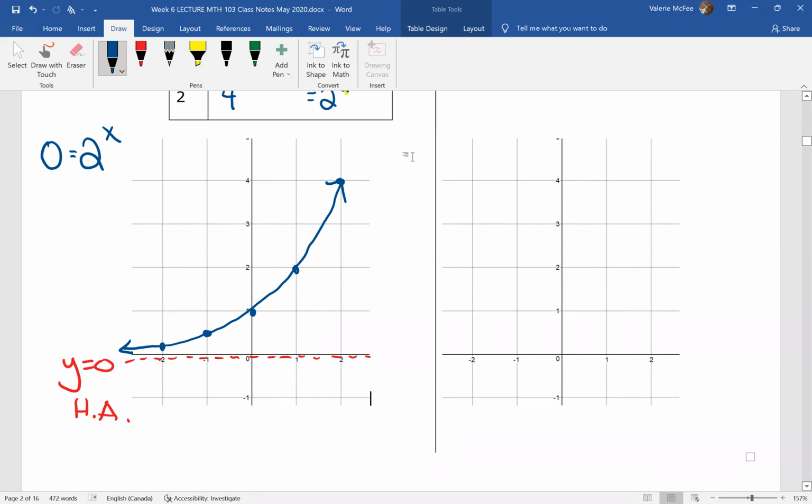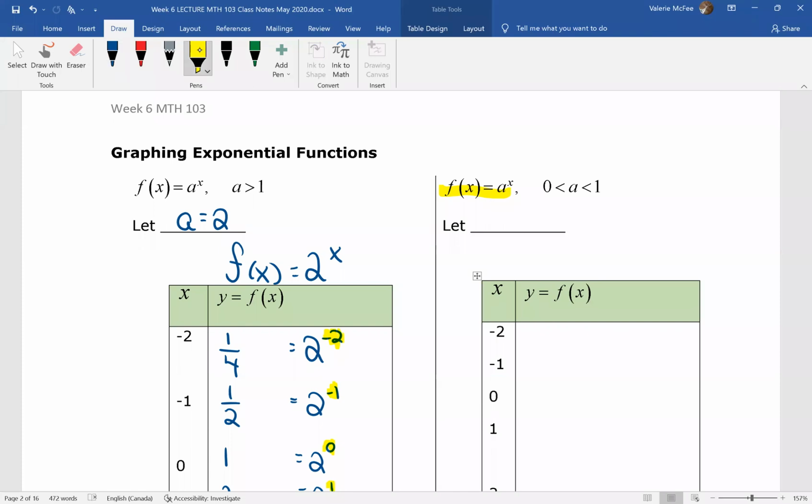Let's look at the other example. In this example, we're saying that a has to be a number between 0 and 1. Do you remember what we said about a earlier? We said that a has to be greater than 0, but not equal to 1. So that gave us two intervals for our values of the base. We already checked a greater than 1. Now we want to look at those values of a between 0 and 1. So let's say that a is equal to 1/2.